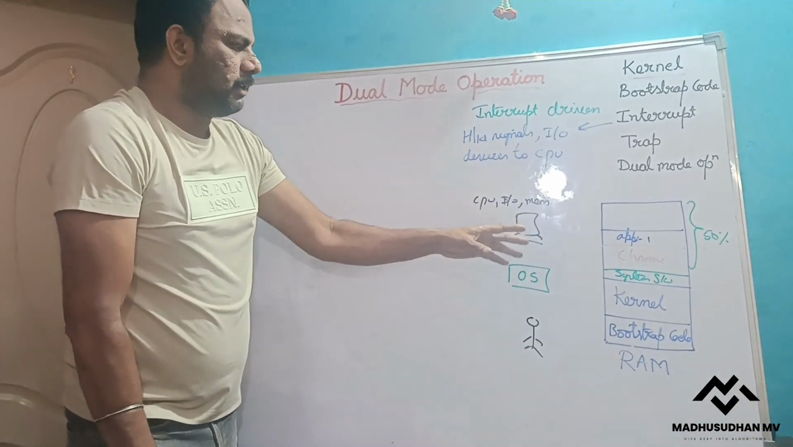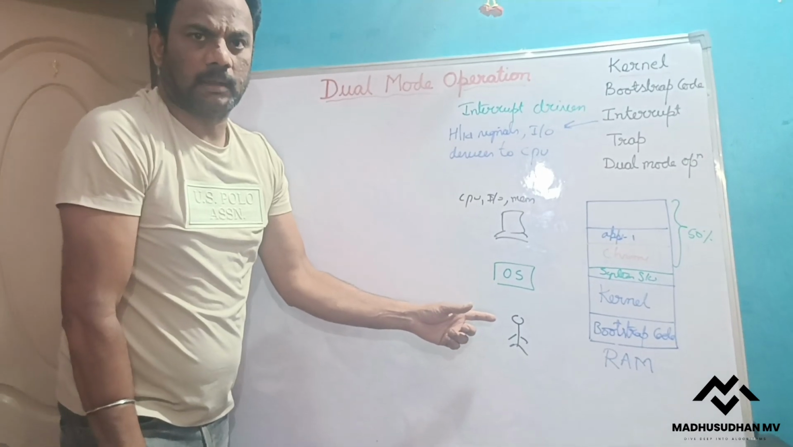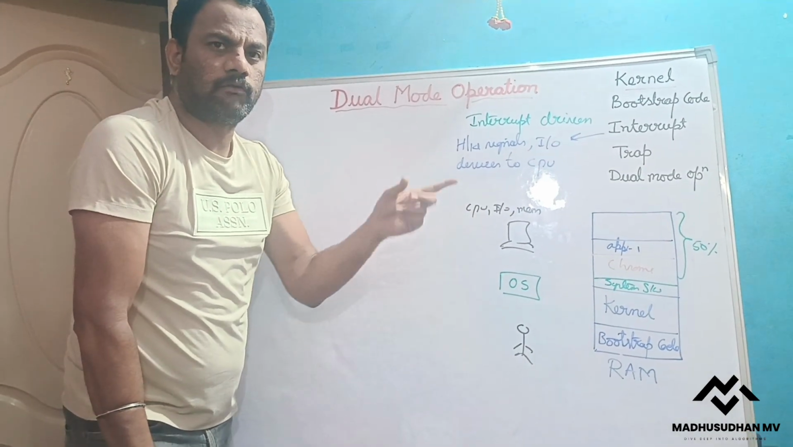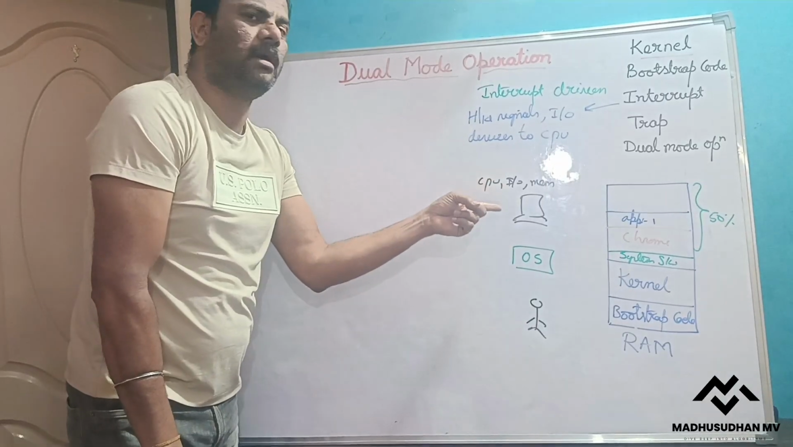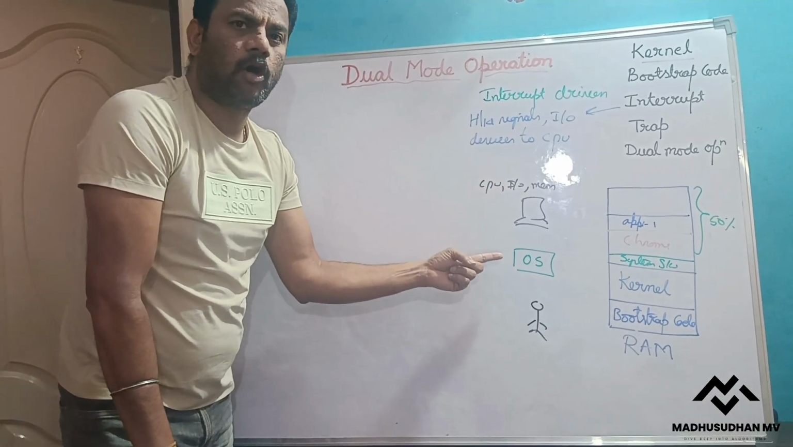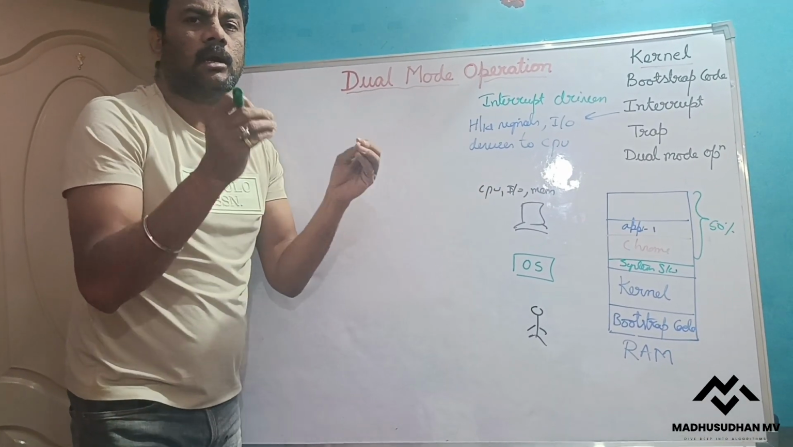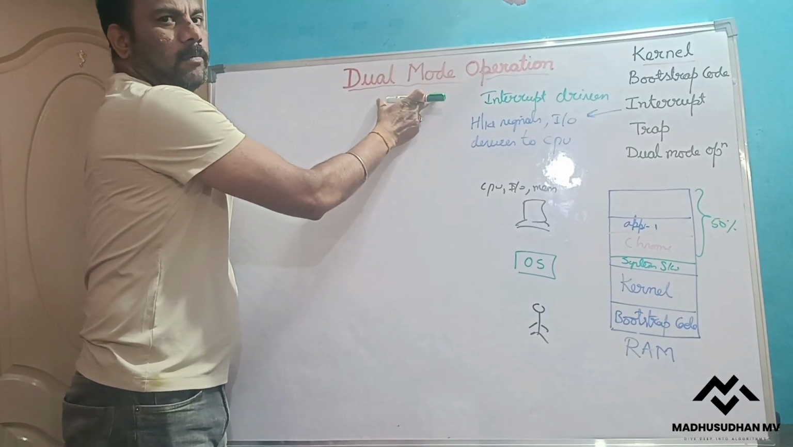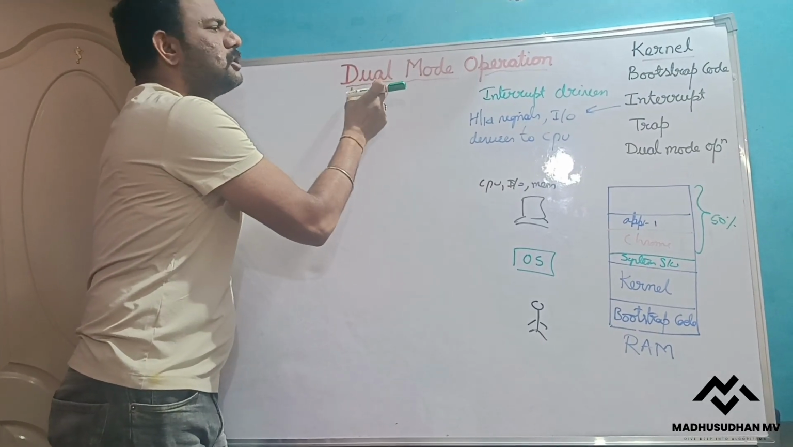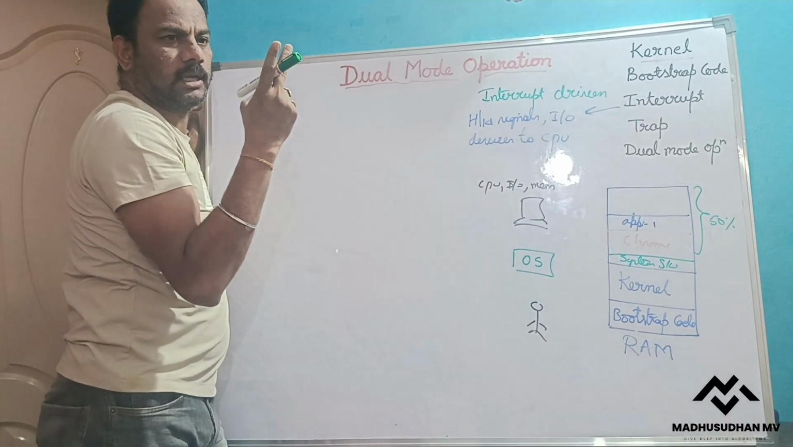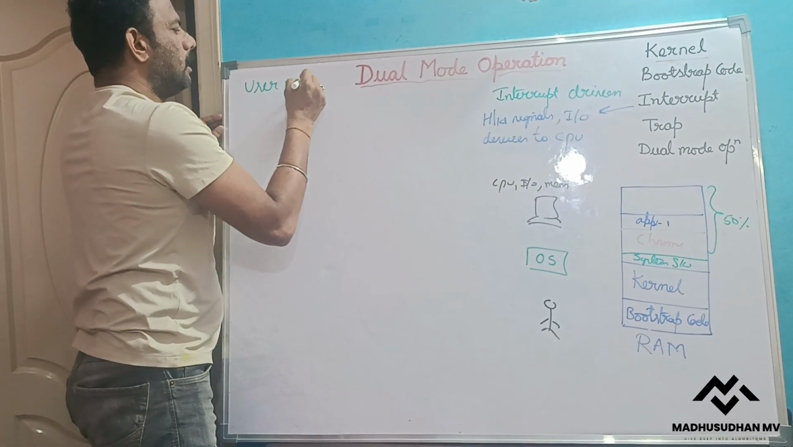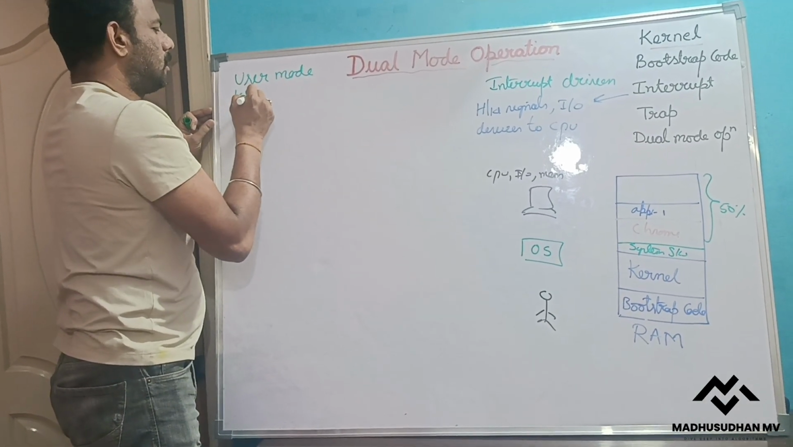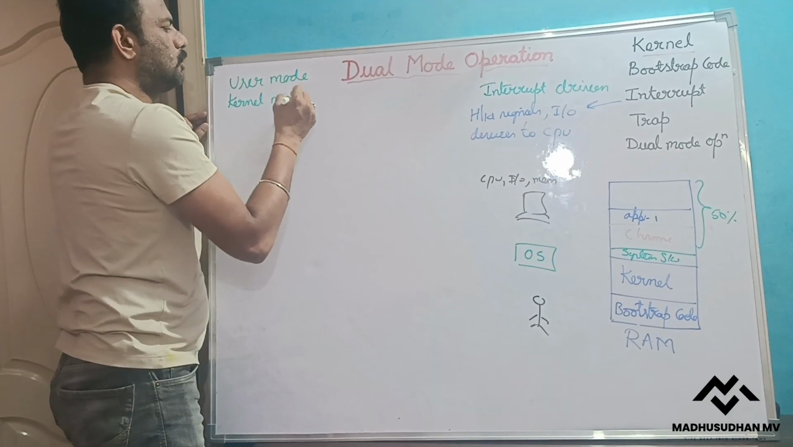When we are running multiple user programs, in order to make sure which program is executing and running on the hardware, every operating system provides one operation called dual mode operation. Dual means two, so there are two different modes. One is user mode and another one is kernel mode. These are the two modes.